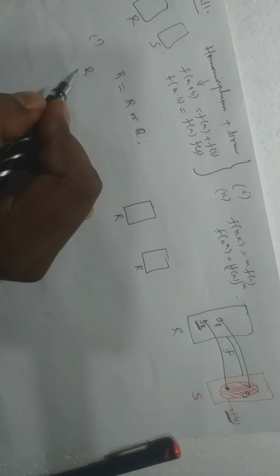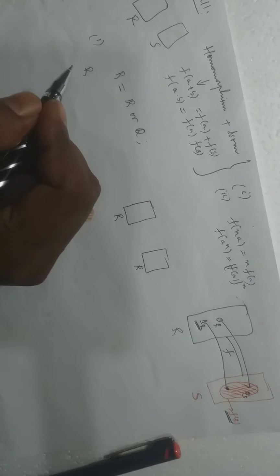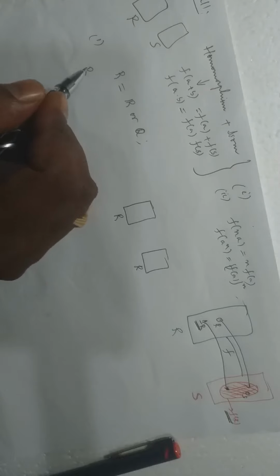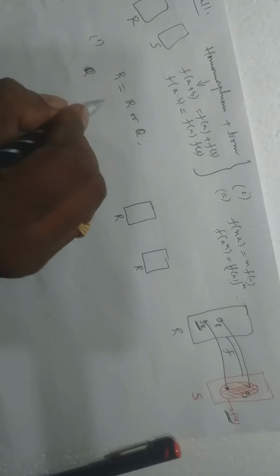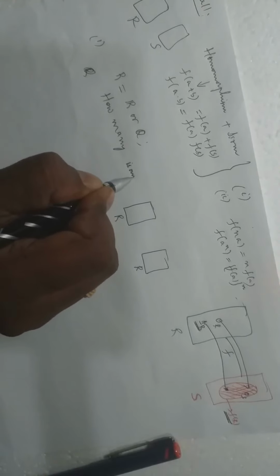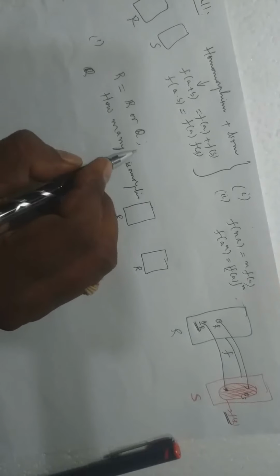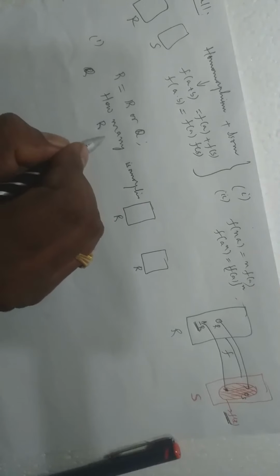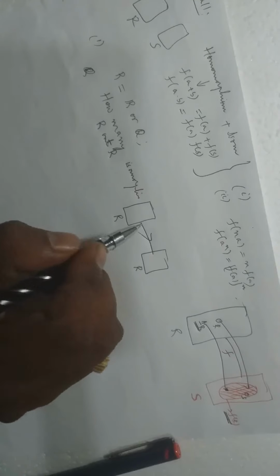As we discussed, there are two homomorphisms you can define. One is the identity, another one is the zero map. But here the question is, how many isomorphisms are there from R to R which are onto? I want the homomorphisms from R to R which are onto. How many such isomorphisms can you define? That is the first question.